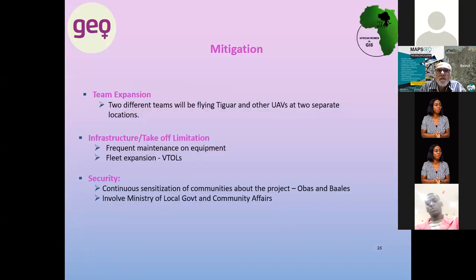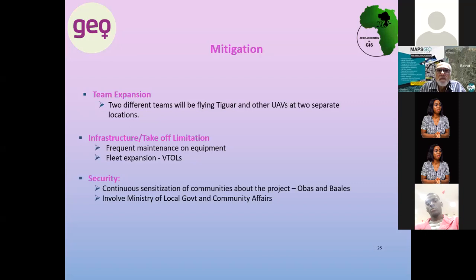Some of our mitigation plan is to expand the team so that we can fly at 2 different locations at the same time. We've also had to embrace emerging technology in terms of expanding the infrastructure. We've had to move hand launch to VR drones. Then we've had to employ security so that we can keep people safe out there while flying.